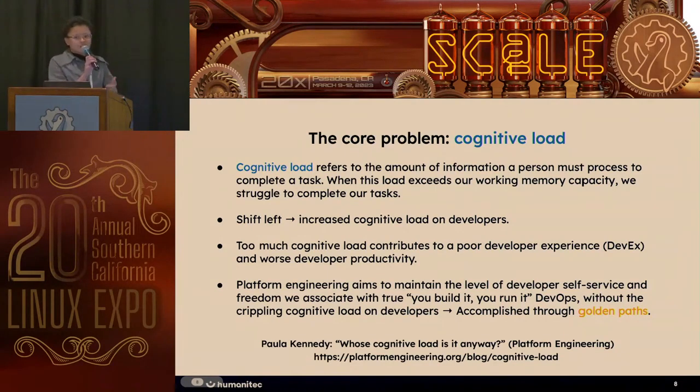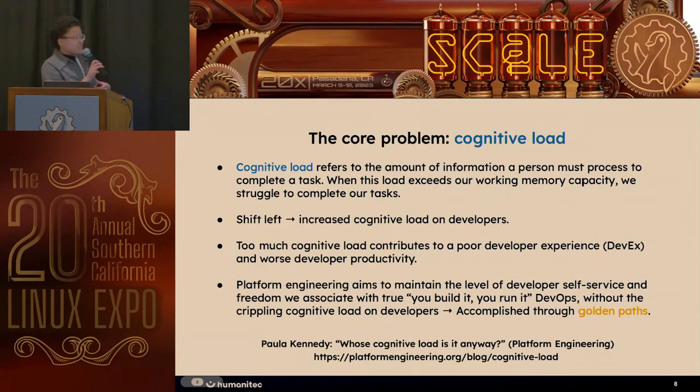Now, as I'm sure all of you know as practitioners, in the last few years, the shift left has increased cognitive load on developers. You have an increased amount of responsibility over the software delivery process, and at the same time, you have so many tools as part of the cloud-native landscape that you're going to have to use in order to get your job done. And all of this is just too much cognitive load in order for developers to move quickly and efficiently. Too much cognitive load also leads to a poor developer experience, which again leads to poor developer productivity.